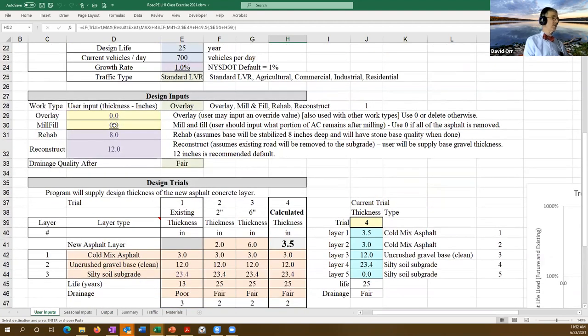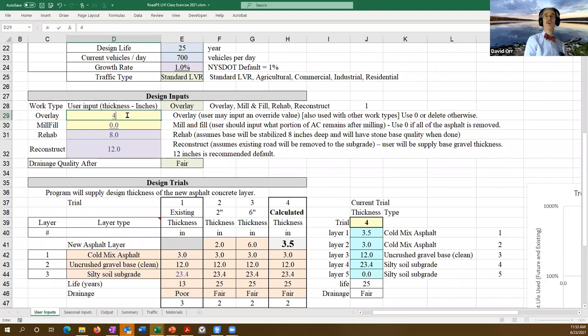And the design inputs, I can actually put in different inputs. So by changing this, I could change it from an overlay to a mill and fill. I could do a rehab. I can do a total reconstruction. And you can change these numbers, these inputs. So I could say for my overlay, 3.5 inches was what the computer calculated. I think I'd like to see what happens with 4 inches.